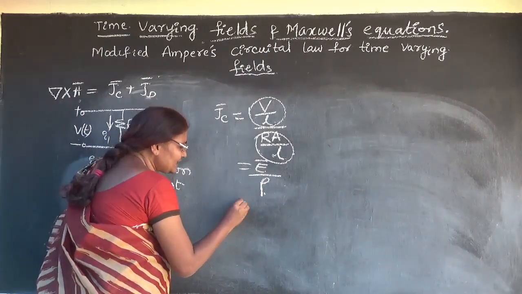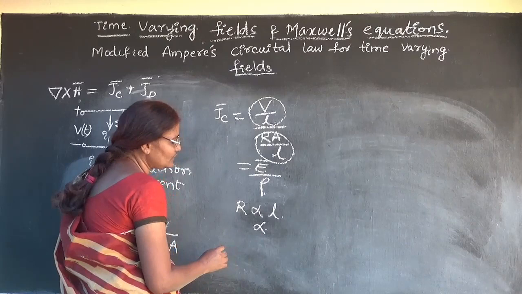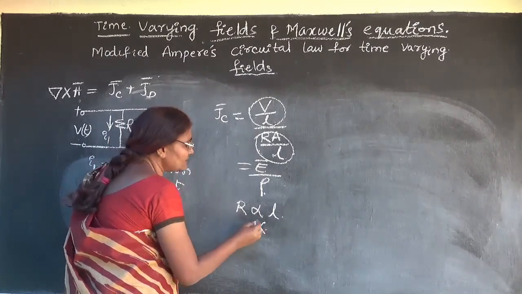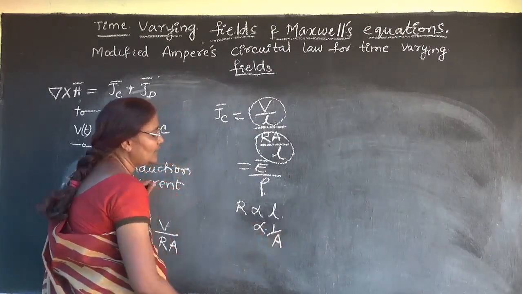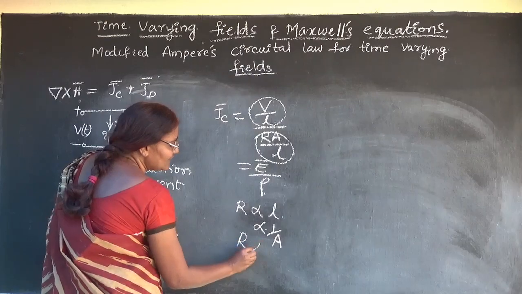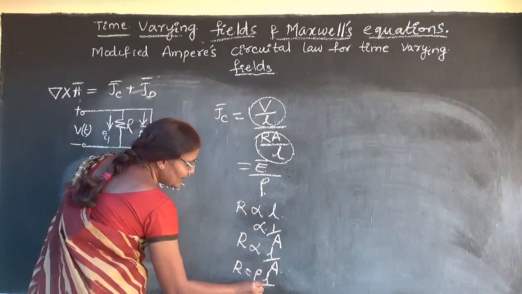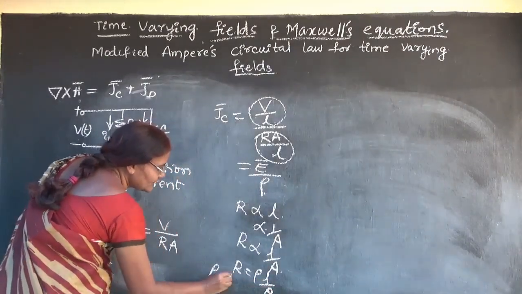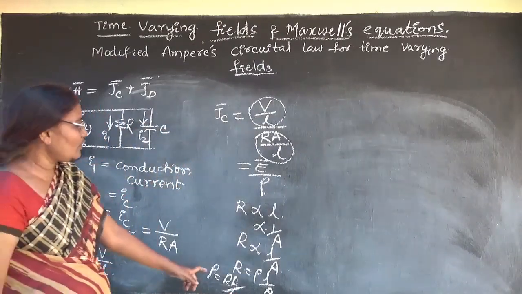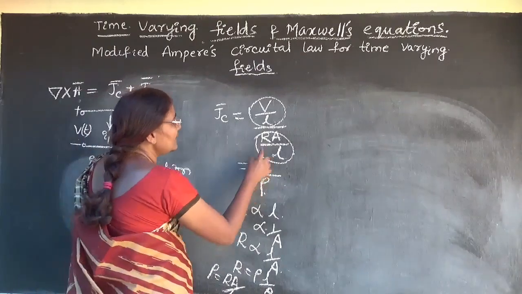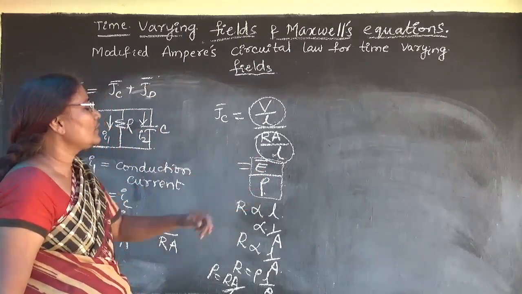And this resistance is directly proportional to the length, and it is inversely proportional to the area. We know that. So R is directly proportional to L by A, and if R is equal to rho L by A, then rho is going to be RA by L. I think you got this. Rho is equal to RA by L. So instead of RA by L, I can write the resistivity of the material rho.